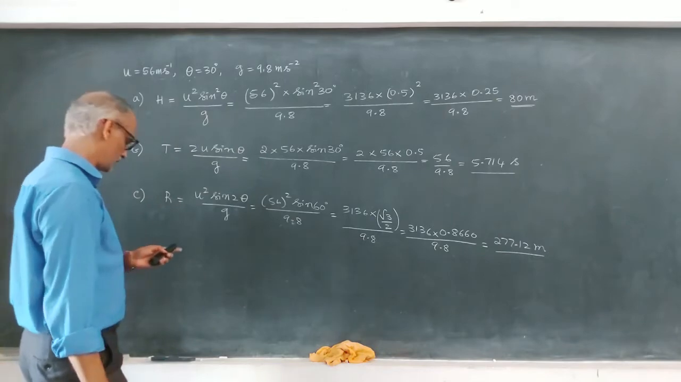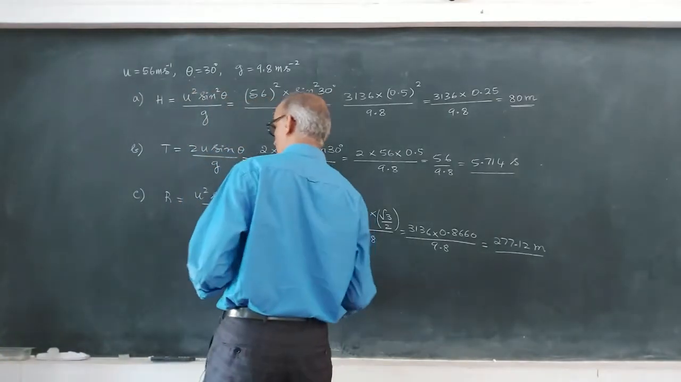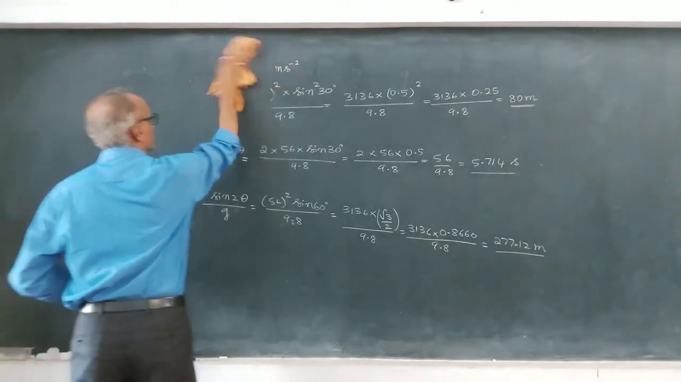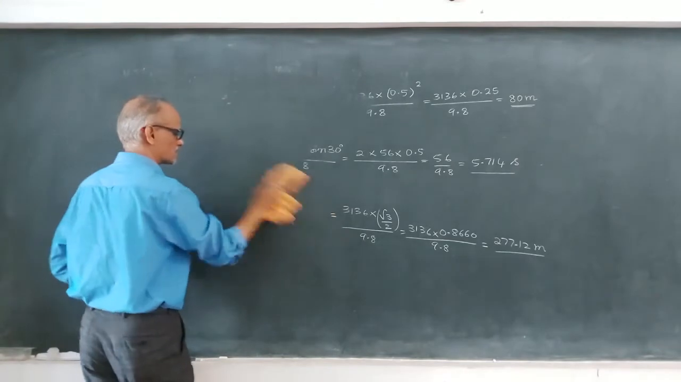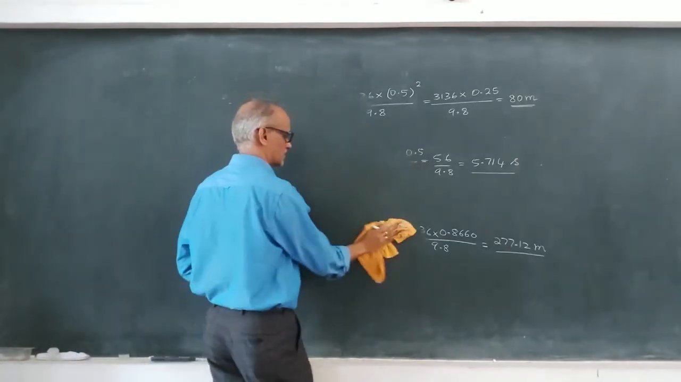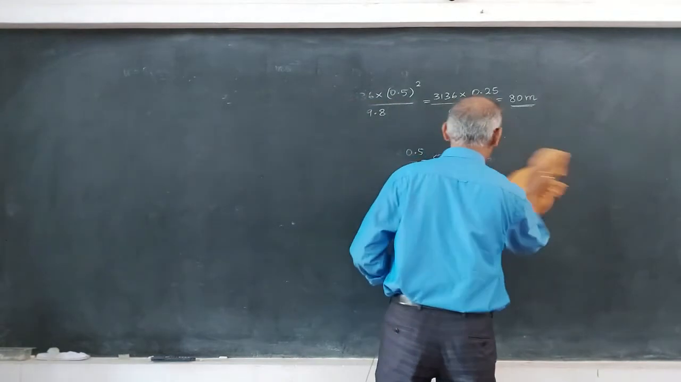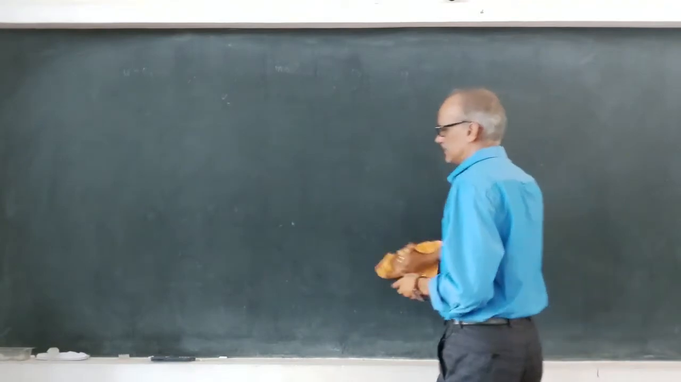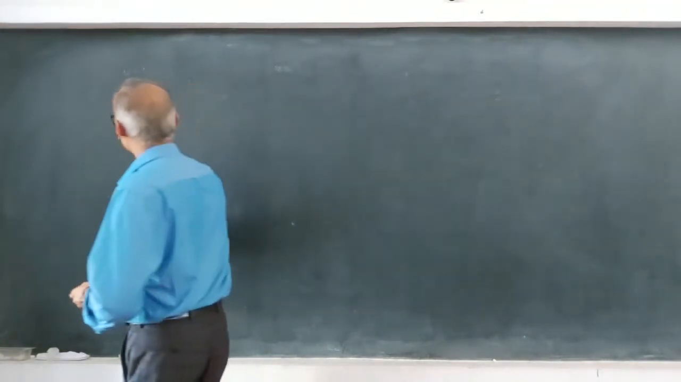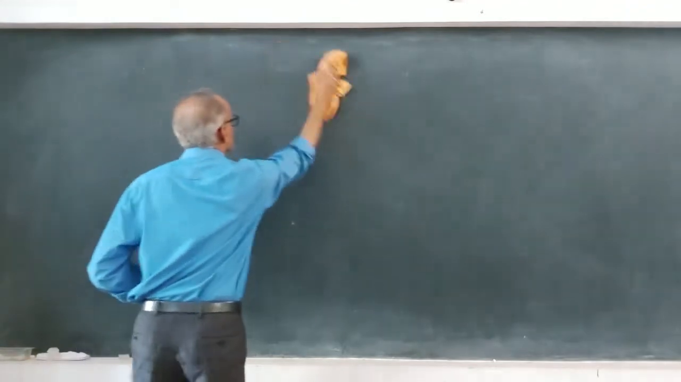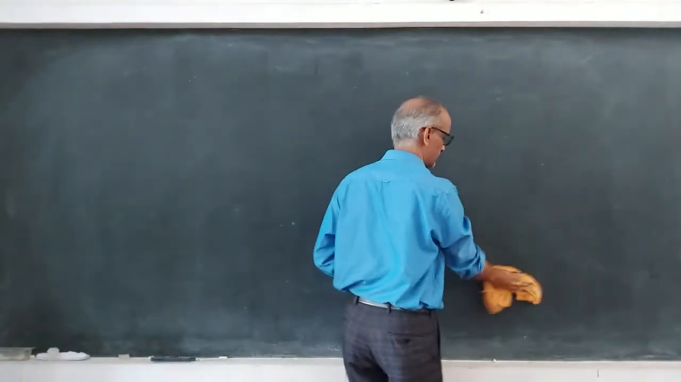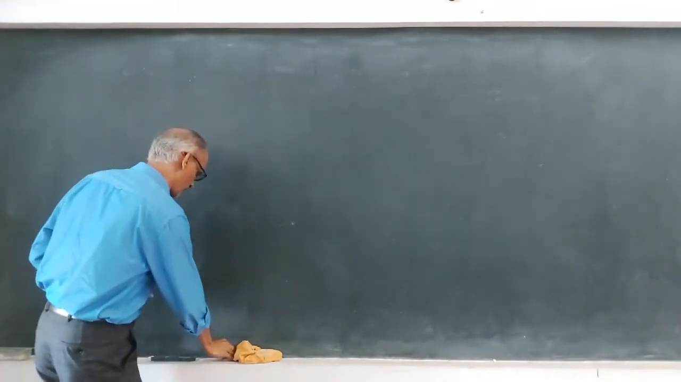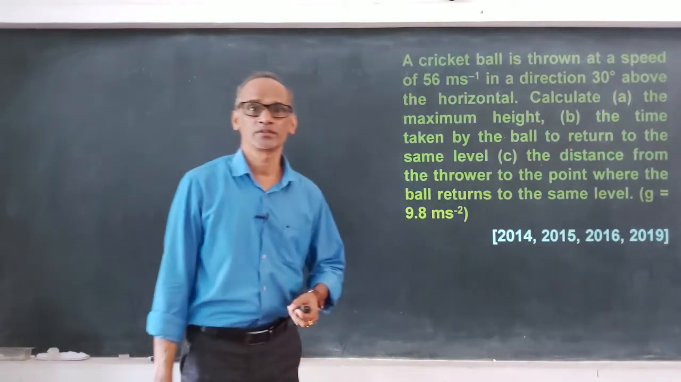Hope you have understood that particular important problem. That has appeared many times in the examination. It's just a substitution problem. First you should remember all the formulas: the maximum height, the time of flight, the range, everything. Only then you'll be able to attempt these problems. So first you have to learn the theory part. Without learning the theory, it's not possible to solve the numericals. All right, so let's go for the next question.